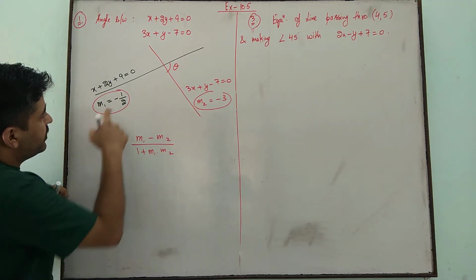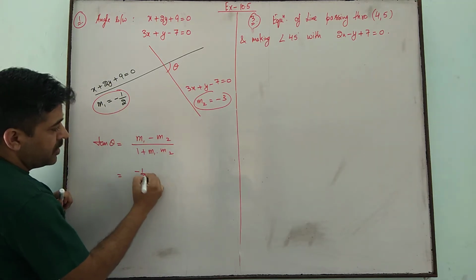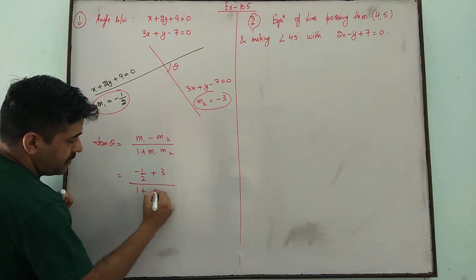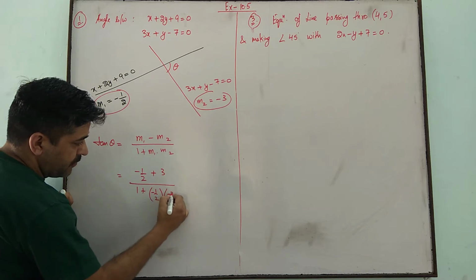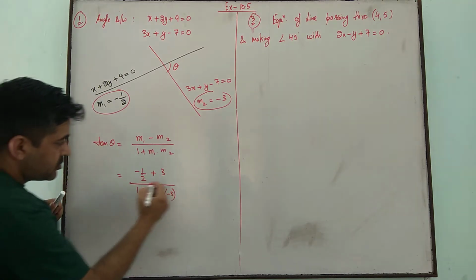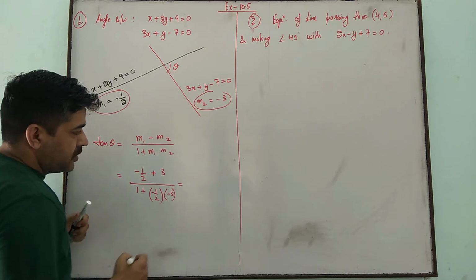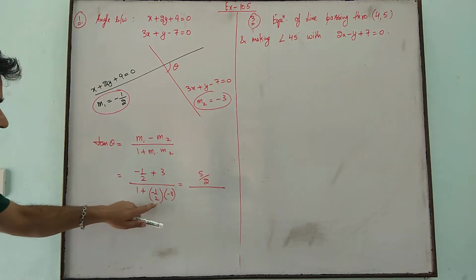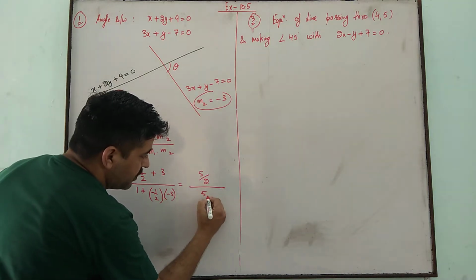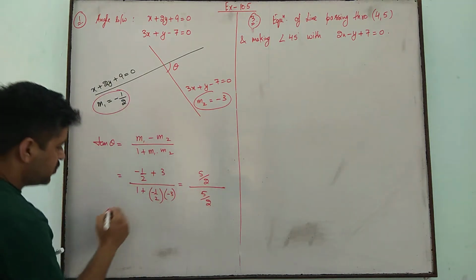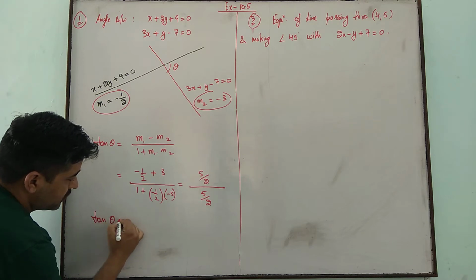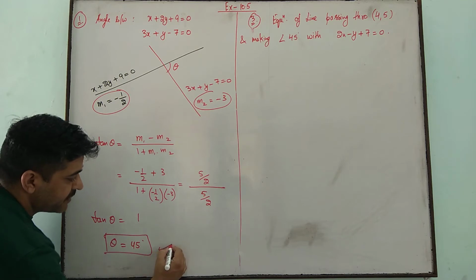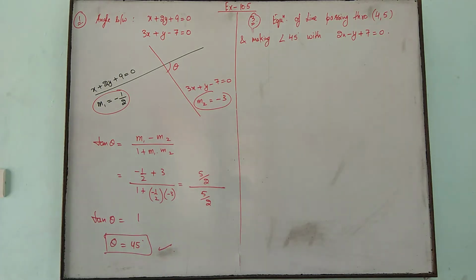So we got m1 is minus 1 by 2, m2 is minus 3, so minus minus plus. So we got 3 minus half, 2 and a half means 5 by 2, divided by 3 by 2 plus 1, which will be again 5 by 2. So we got tan theta is equal to 1, theta is equal to 45, the angle between two lines, right?